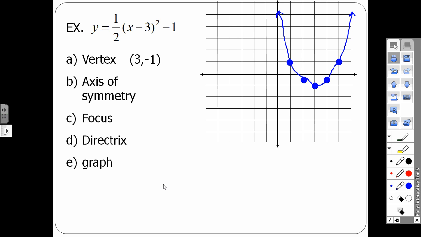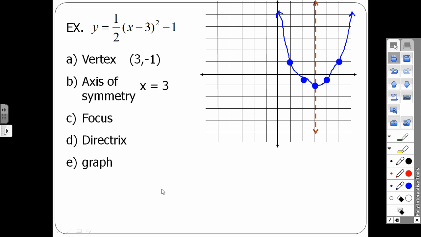So the next thing it asks us to do is to figure out the axis of symmetry. Well, the axis of symmetry in this case is going to be a vertical line, right? And it's going to pass through the vertex. There it is. So you can imagine what the coordinates of this vertical line are going to be. It's going to be x equals 3. You can just read it off, or you can look, hey, it's the x coordinate of your vertex.